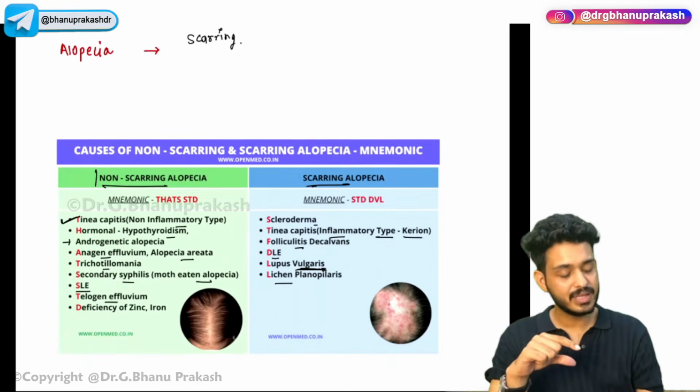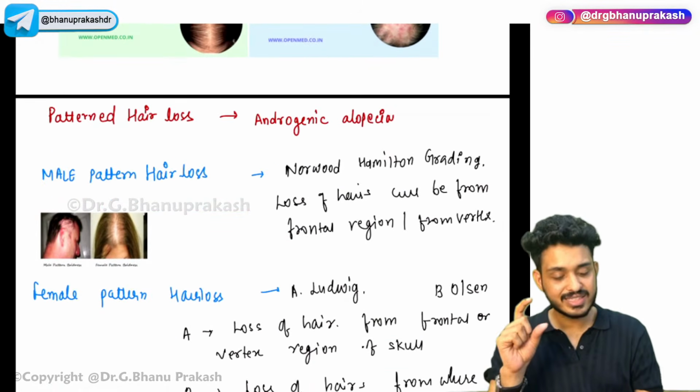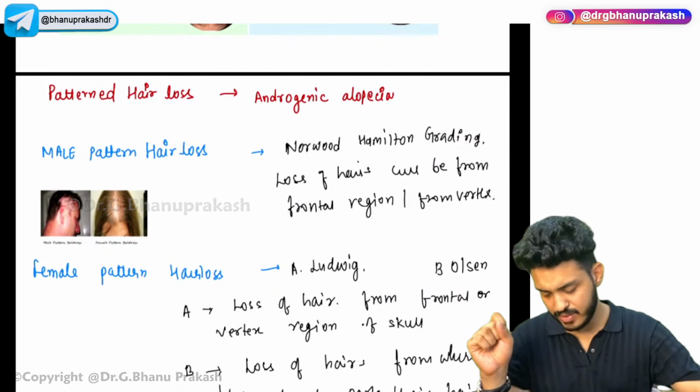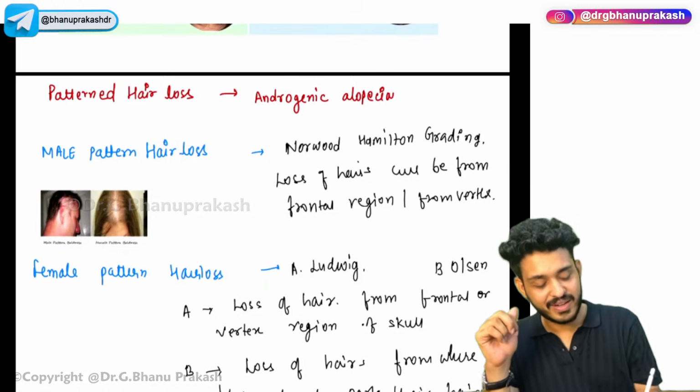This is the important table that you have to remember. That is the mnemonic that you have to see. Okay, now let's see one by one about different types of hair losses.